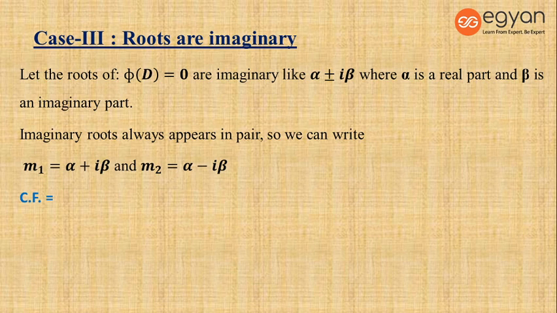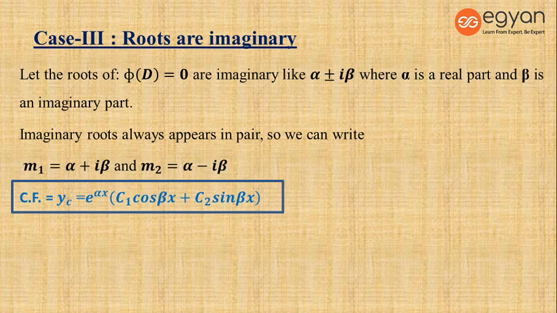Then the complementary function yc, look at this carefully: e raised to alpha x into c1 cos beta x plus c2 sin beta x. Look at this, e raised to the real part, e raised to alpha x, into c1 cos of the imaginary part plus c2 sin of the imaginary part. This is the complementary function when roots are imaginary. It's also very simple. This is all about case number 3.